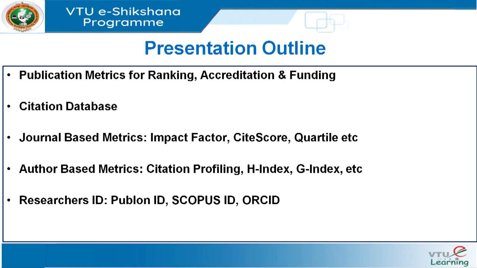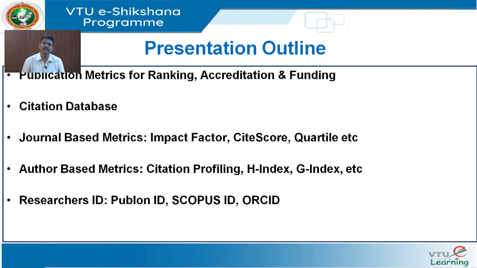First we will try to see publication metrics, why they are important, why they are considered in ranking and accreditation agencies and also funding agencies, and citation databases. We will see from where we can get this citation data to compute various publication metrics, and we will see various journal based metrics, that is impact factor, CiteScore, quartile, and other things.